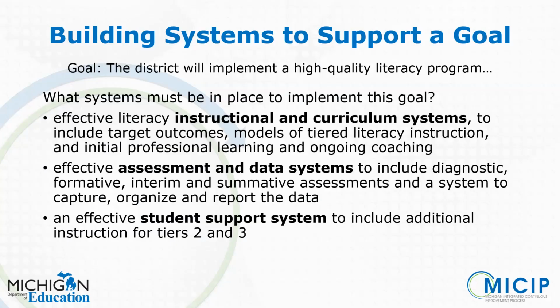The second way to address systems is to build a system to support a goal. Suppose the district goal primarily addresses an academic or non-academic area, like the example on this slide. In this case, we need to ask the question regarding which systems need to be in place to support a high-quality literacy program. For example, we need effective curriculum and instruction systems, assessment and data systems, and student support systems.